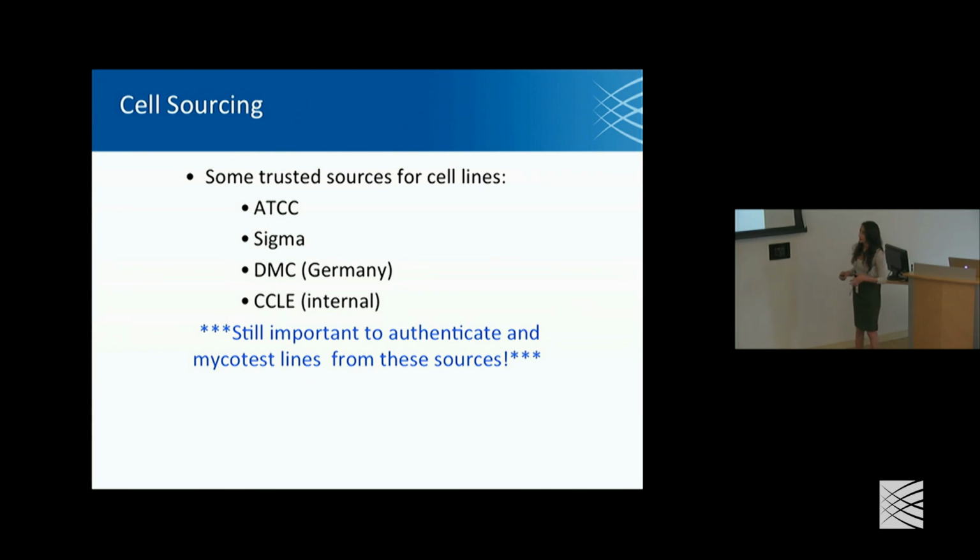A few points on cell sourcing. Some trusted sources for cell lines would be ATCC, Sigma, DMC, which is based in Germany, and CCLE, which is internal. But regardless of where you're getting your cell lines from, it's incredibly important to authenticate on your side.